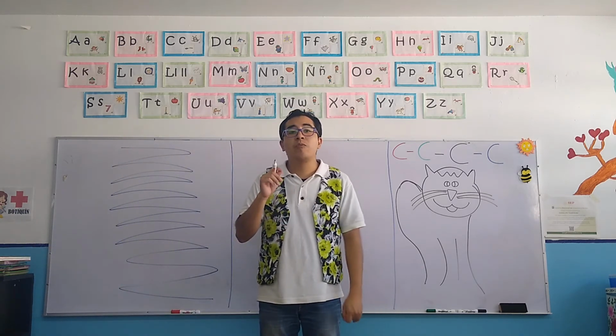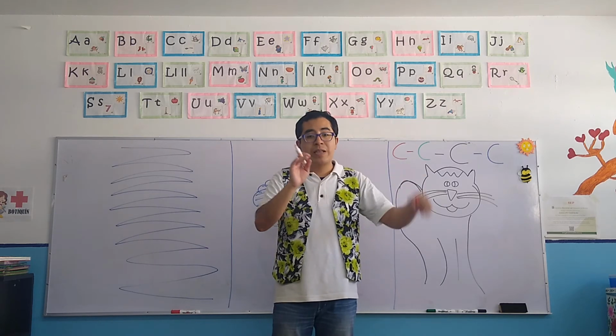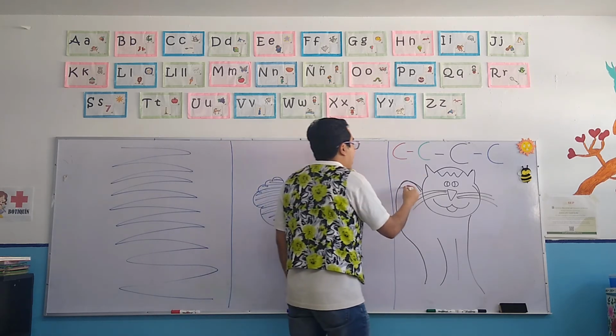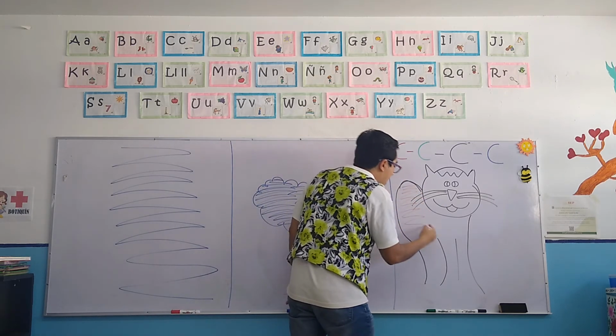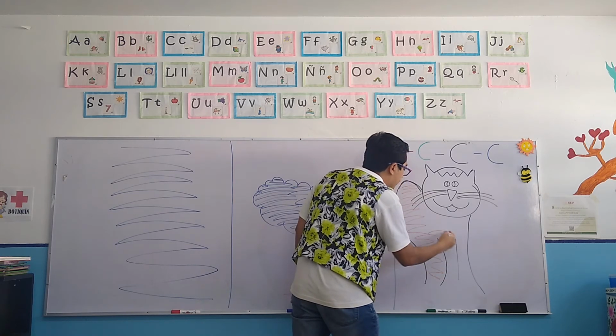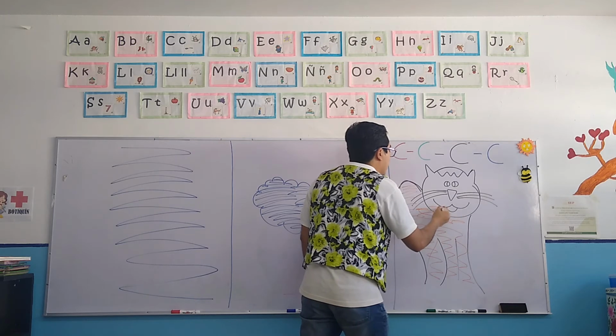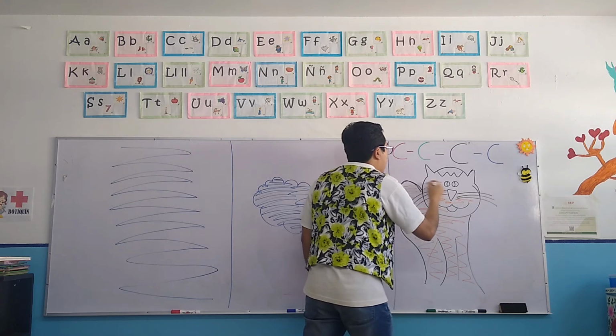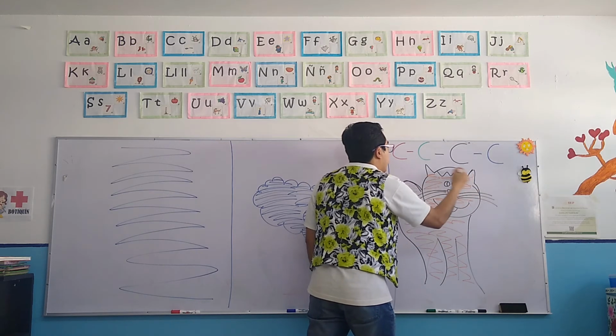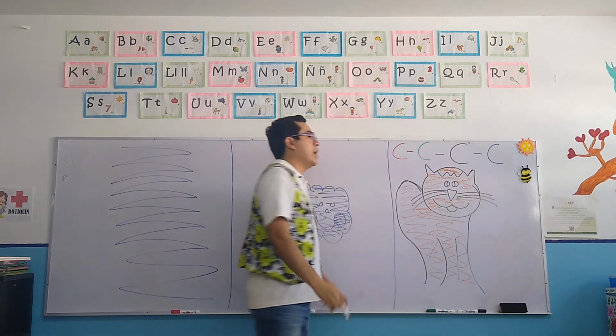Now, don't forget to repeat the object and the color. Cat, color orange. Cat, color orange.